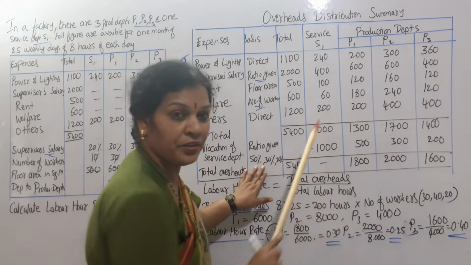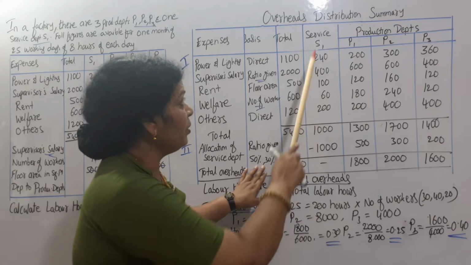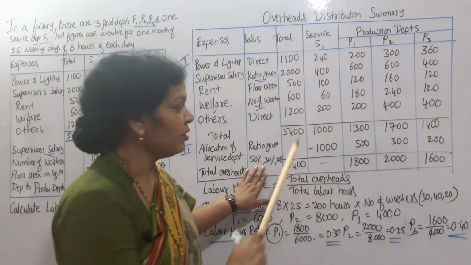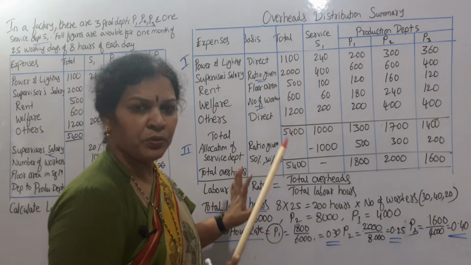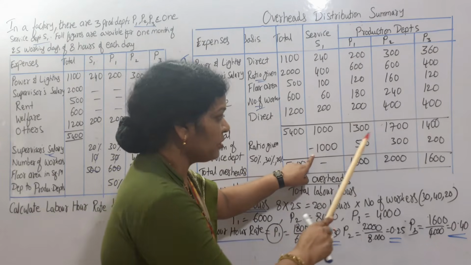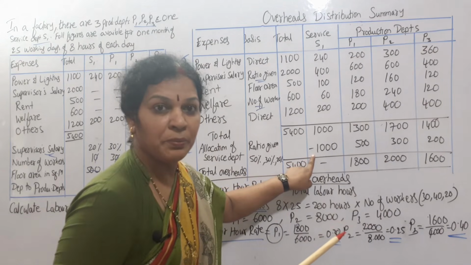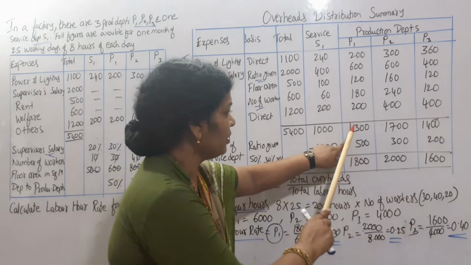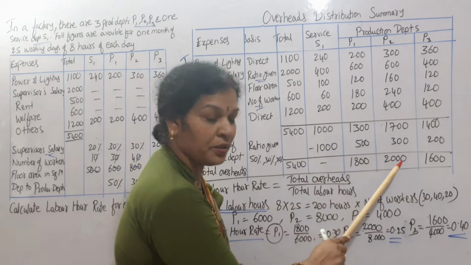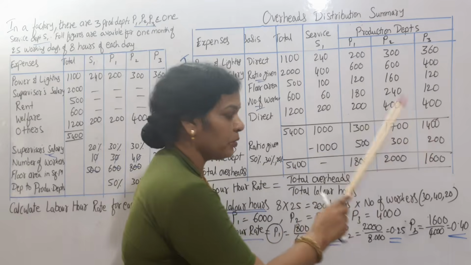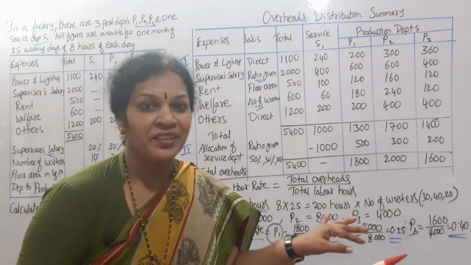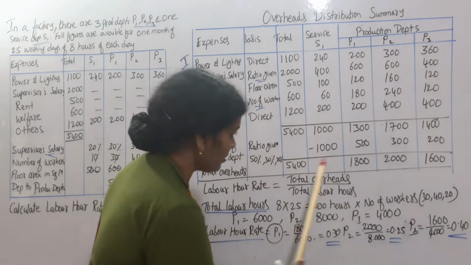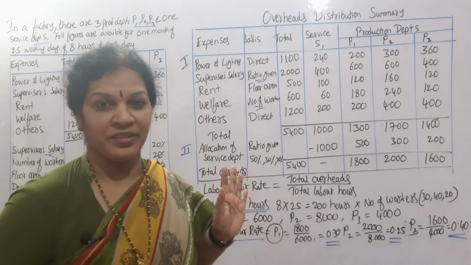Like we have allocated, which amount? This one. Now service department total is nil because this is distributed. Now total amount is as it is, 5400. Once this 1000 is distributed to the production departments P1, P2, P3, that amount is increased. How much? 1300 to 1800, 1700 to 2000, 1400 to 1600. It got increased, right? So now we have the total overheads. This is the final total overheads.